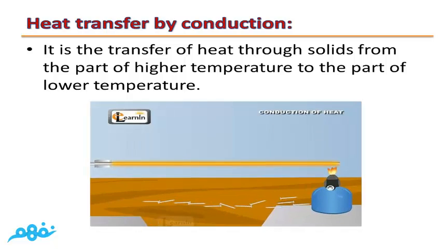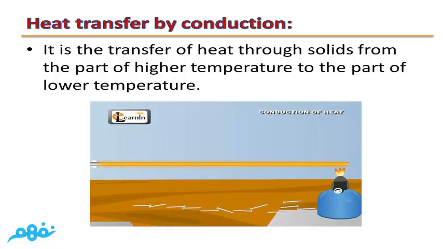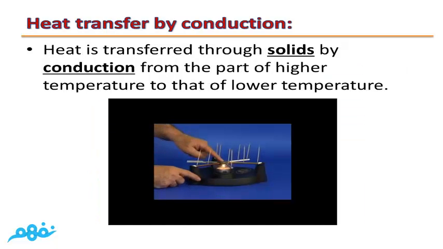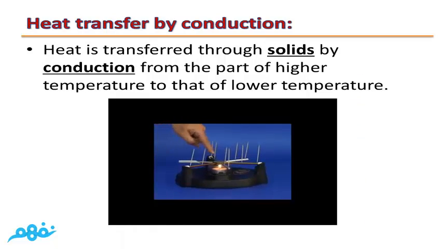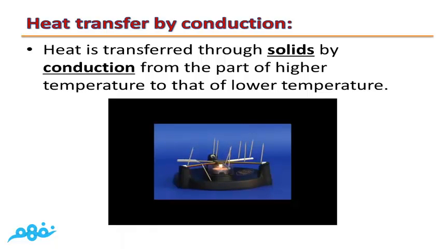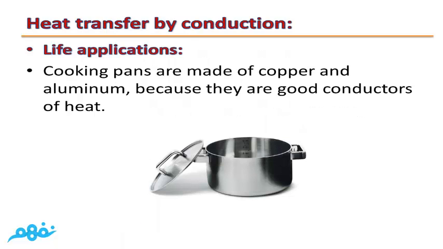This activity proves that heat is transferred through solids by conduction from the part of higher temperature to that of lower temperature. As you can see from this activity, not all metals are equal in their heat conductivity. Some metals, such as copper, conduct heat faster than other metals. Life applications. Cooking pans are made of copper and aluminum. This is because they are good conductors of heat and they have a high melting point.